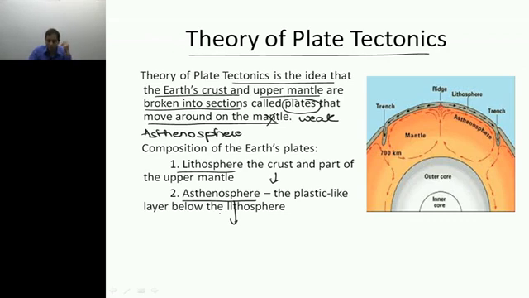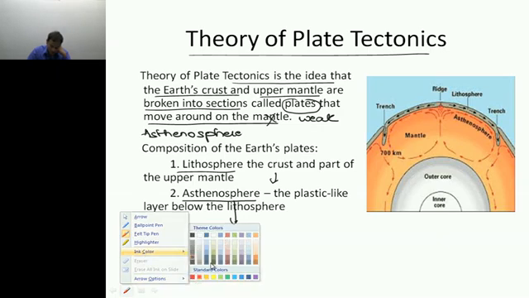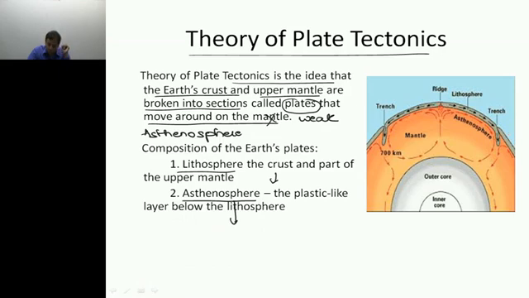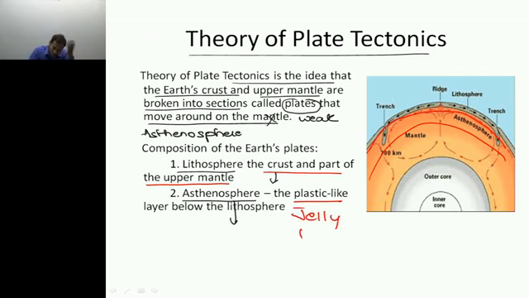Now what is the asthenosphere made up of? As you can see in this diagram, the asthenosphere is made up of the topmost layer of the mantle and the lower layer of the Earth's crust. So the topmost layer of the mantle and the lower layer of the Earth's crust is the asthenosphere, while the part of the crust and the upper mantle is the lithosphere. So these lithospheric plates move on a weak, plastic-like, or we can say jelly-like asthenosphere. How do they move?